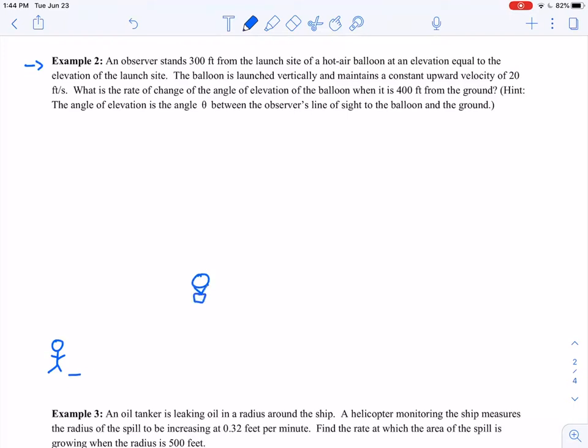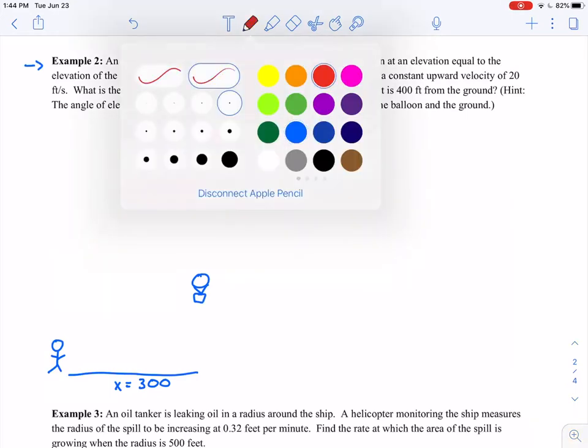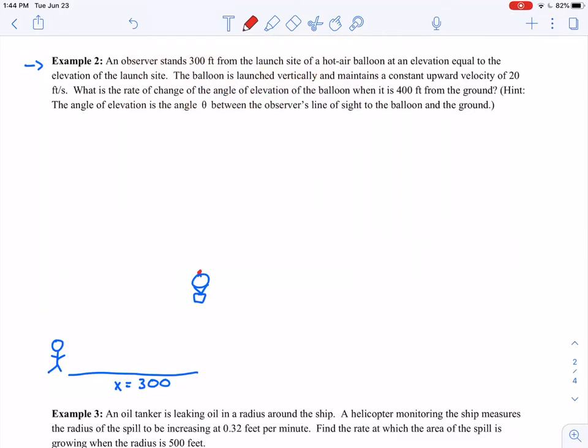And this person, they tell me, is 300 feet away from the launch site. So this side I'll call x is equal to 300. The balloon is launched vertically, so what does that mean? The balloon is moving straight upwards. So this side right here, if I think about this as a right triangle, is moving straight upwards. It's going vertically.